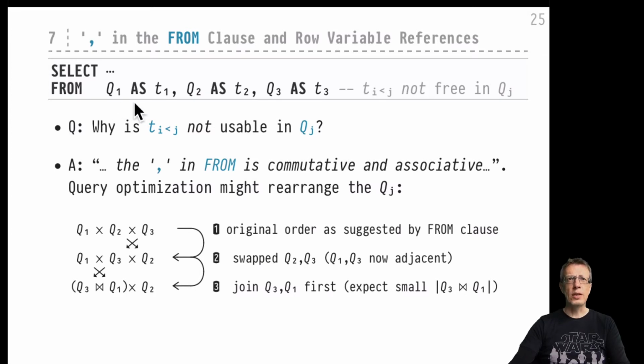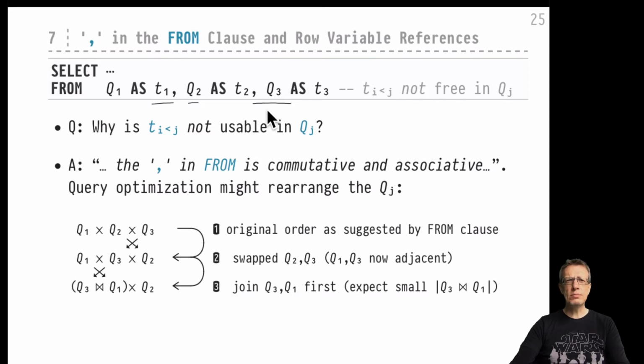And there were restrictions regarding the visibility of row variables. We said, and it's true, that the row variable T1 is not visible in Q2 and that T1 and T2 are not visible in Q3. I cannot look to the left of the comma here and access the row variables inside the subqueries.